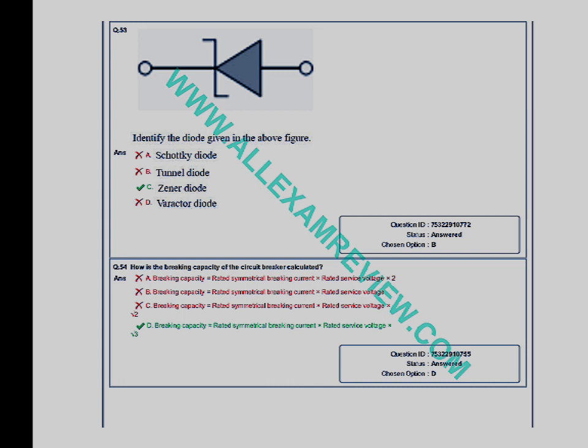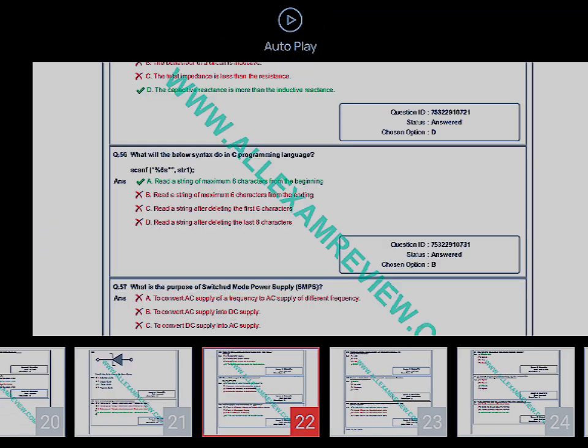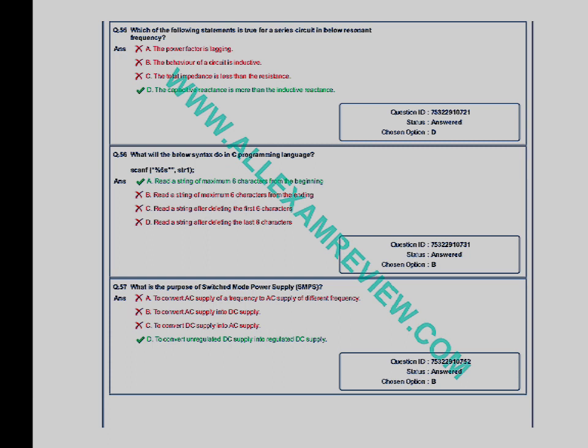Question number 54. How is the breaking capacity of the circuit breaker calculated? It's a direct formula. We have to know about breaking capacity. Breaking capacity is equal to root 3 times rated symmetrical breaking current times rated service voltage. D is right. Which of the following statement is true for a series circuit below resonant frequency? The capacitive reactance is more than the inductive reactance.